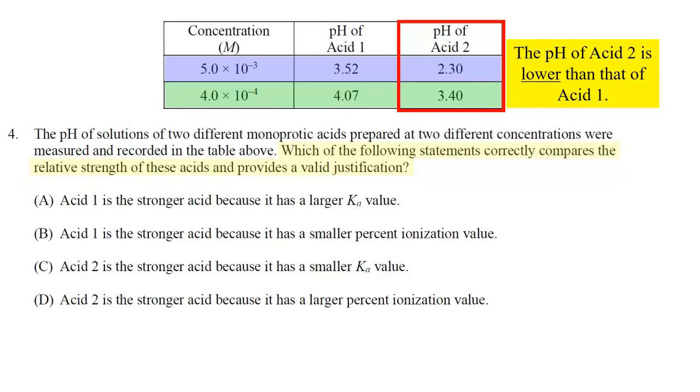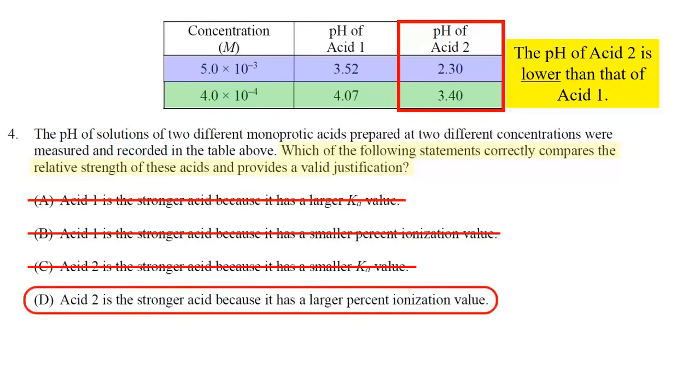Let's go ahead and eliminate choices A and B. Now, looking at choice C, it says that acid 2 is the stronger acid because it has a smaller Ka value, but that's not correct. It would be the larger Ka value that would be associated with the stronger acid. Now, that makes the correct answer to number 4, choice D.